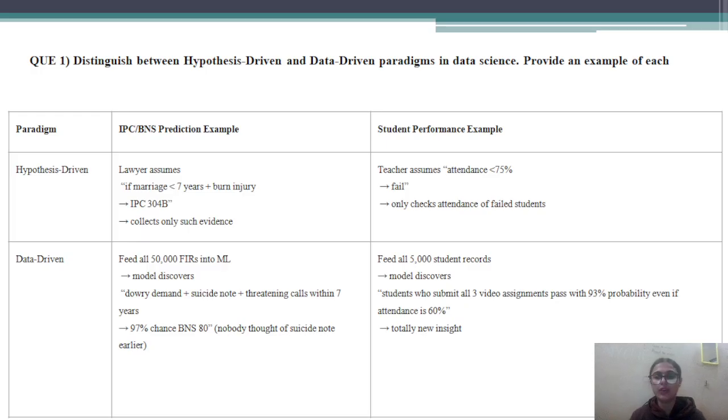Here we first provide all the data to the system and then the model itself discovers patterns and insights. In simple words, we can say first we give data and then we look at what problems and patterns come out of it.